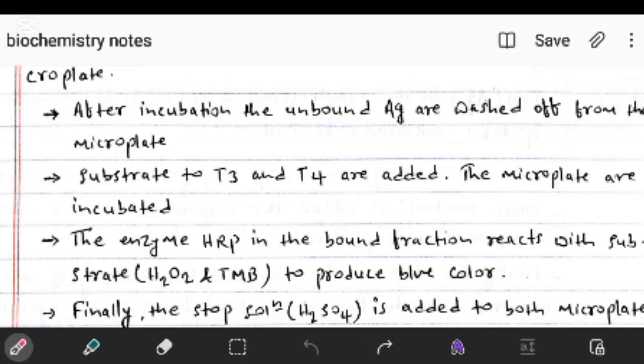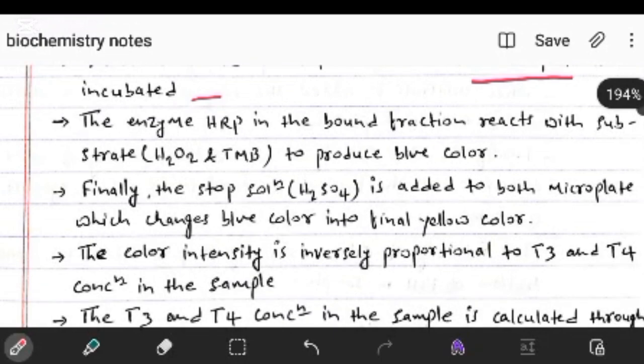Substrate to T3 and T4 are added. The microplate are incubated. The enzyme HRP in the bound fraction reacts with the substrate. Our substrate is H2O2 TMB to produce blue color. Finally, the stop solution H2SO4 is added to both microplate, which changes blue color into final yellow color.